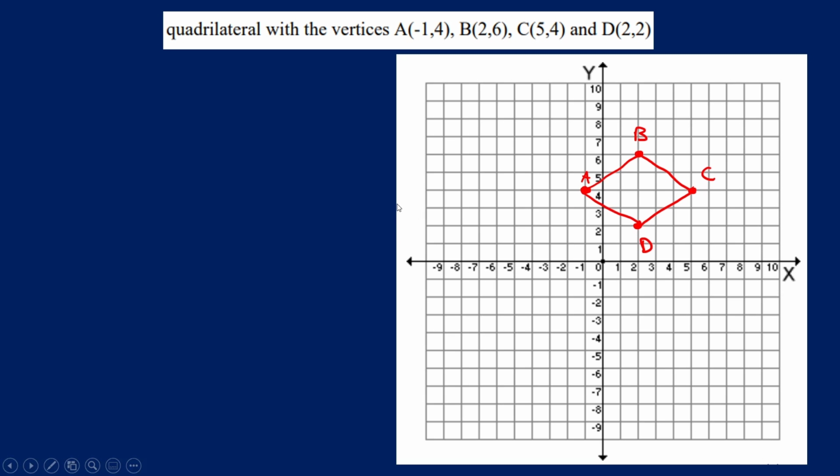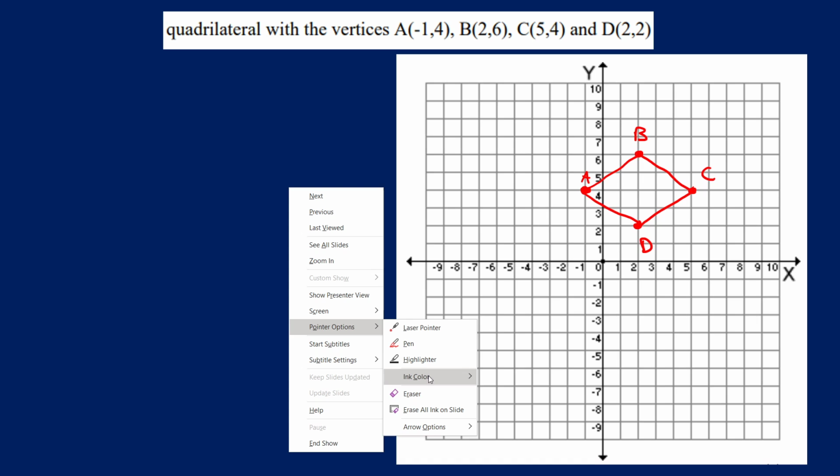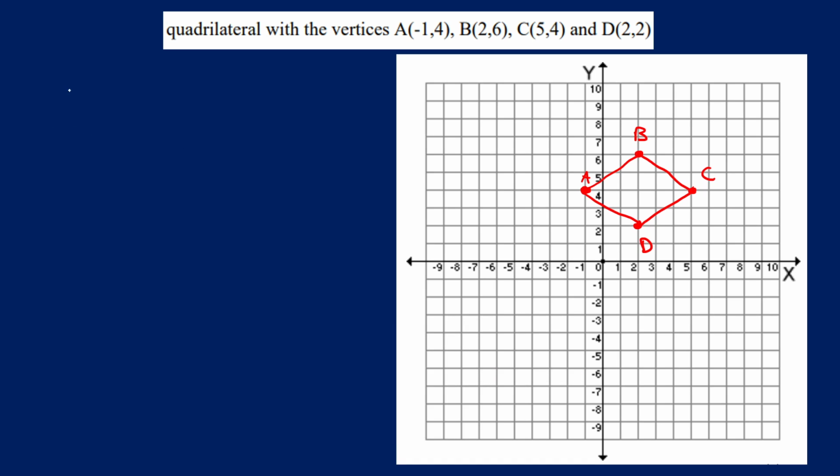My initial reaction would be that this thing is a rhombus because it looks like all the sides are the same. So that's going to be my initial guess. Now, if it is a rhombus, the easiest thing to do would be just to check the distances of all the sides. So yeah, you got to set up distance formula a bunch of times. But again, with graph paper, this isn't really too bad.